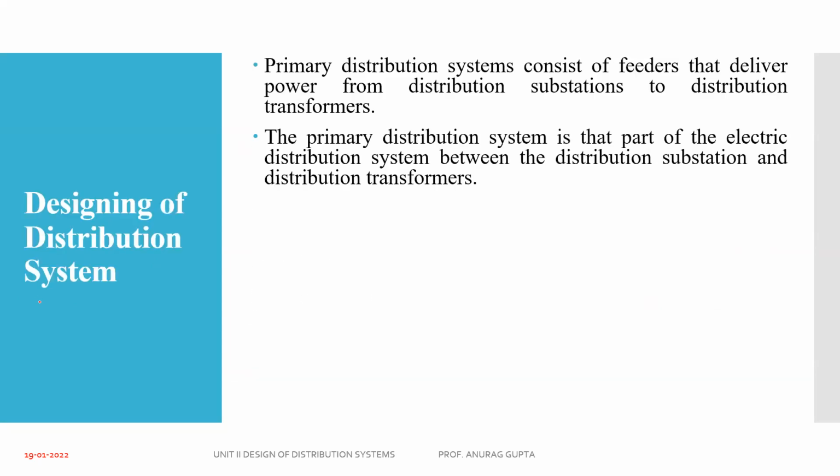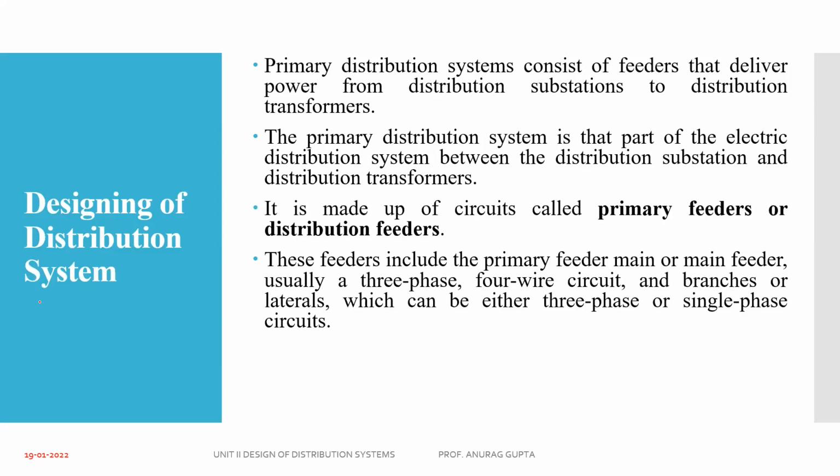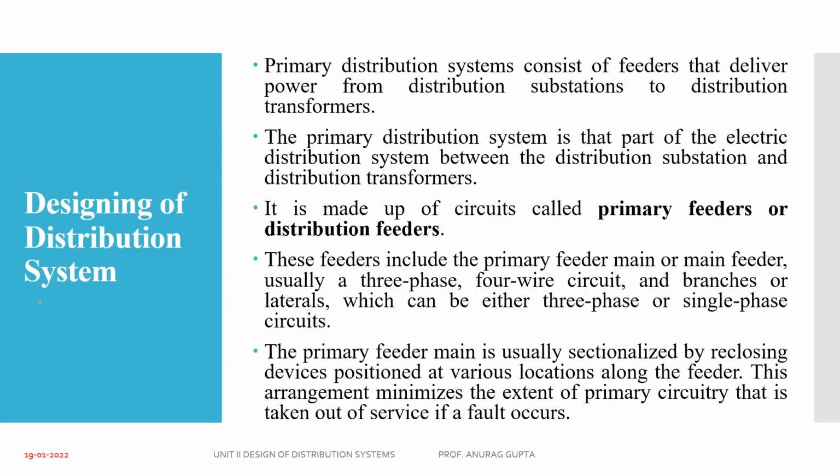Clear. Then, what is the design of the distribution system? How can you design it? We have discussed that the primary distribution system consists of feeders that deliver power from the distribution substation to the distribution transformer. So what is the primary distribution system actually? The primary distribution system is the part of the electrical distribution system between the distribution substation and the distribution transformer. Ultimately, it steps down the voltage of 66 kV or 33 kV to 11 kV or 6.6 kV or 3.3 kV. Whenever I'm talking about the line in the primary distribution system, that is called a feeder.